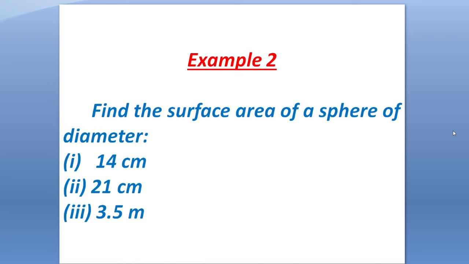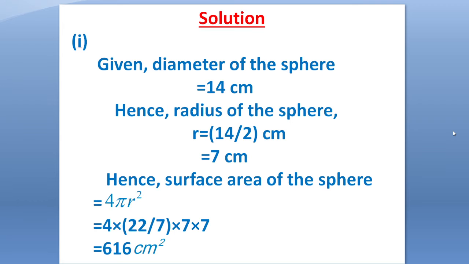Find the surface area of a sphere of diameter. So diameter is given. First one 14 centimeter, second 21 centimeter and third 3.5 meter. Now let us solve the first one.